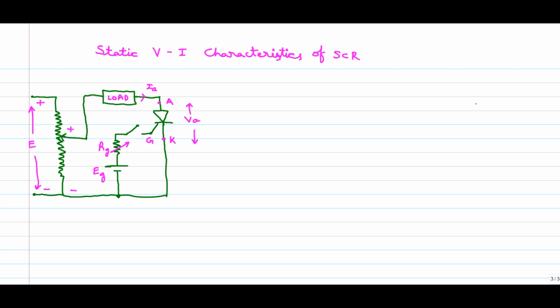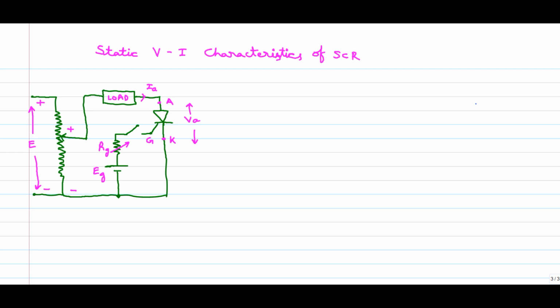So here what will happen? What is VA? VA is the anode to cathode voltage, and the current passing through the thyristor or SCR is IA. These are very important points. The static VI characteristics of an SCR mean the voltage across the SCR and the current passing through the SCR. These two are the parameters and these two are the supply voltages. So we have discussed these things. Now we need to draw the VI characteristics.